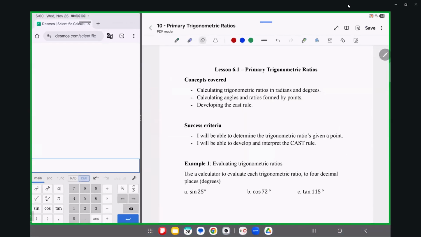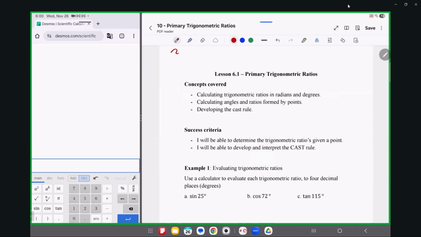Hello, everyone, and welcome back. This is the MHF4U course, Grade 12 Advanced Functions University. And we are just starting Unit 2. And this is going to be lesson 6, part 1 of 2.